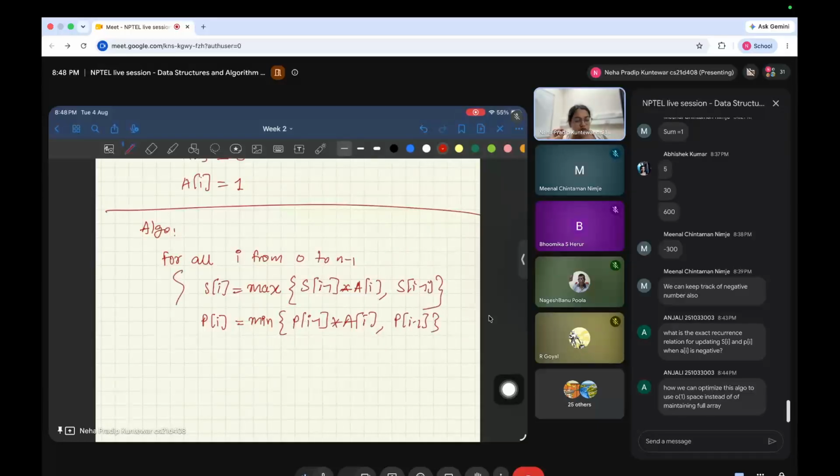And then once you are done with this, it is in order n time, because each of these steps only looks at the previous values and then does a simple multiplication, and max and min operations can also be performed similarly. So in the end, what you're going to do is go through each entry in S and P and find the maximum one. So we're going to find the max over both the arrays.